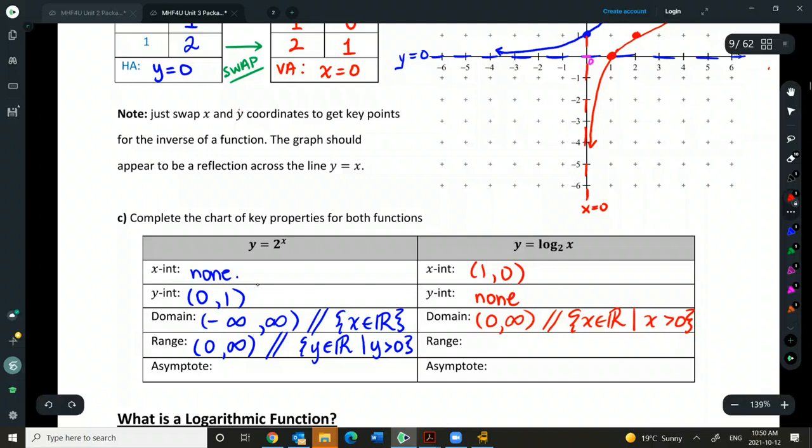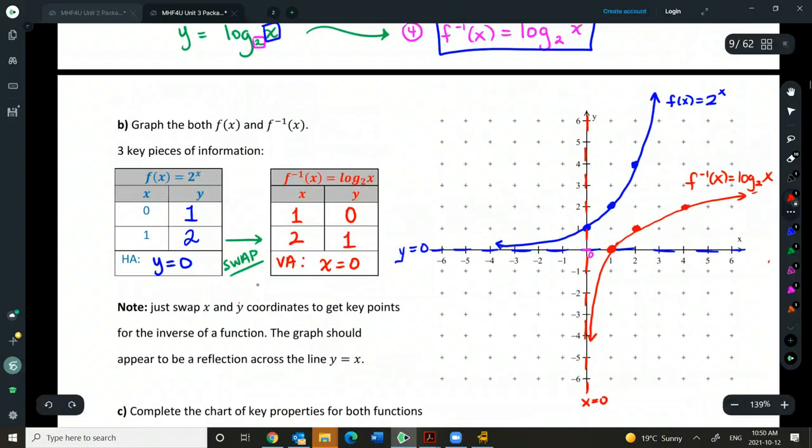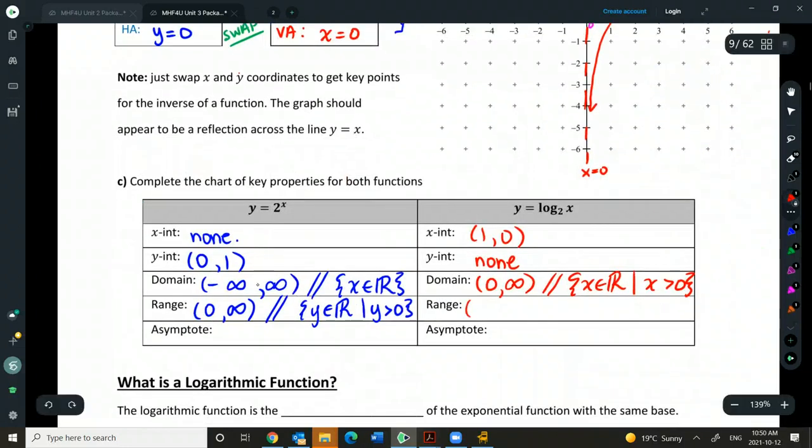Okay, and the range for the red function. Is there any bottom boundary? Is there any top boundary where this will stop going upward? I think this goes down forever. We can pretty clearly see that. And then we have to imagine if this continues, it's just going to continue getting higher and higher and higher. So no restrictions on the range. So we can either say negative infinity to infinity, or we can say just all real numbers.